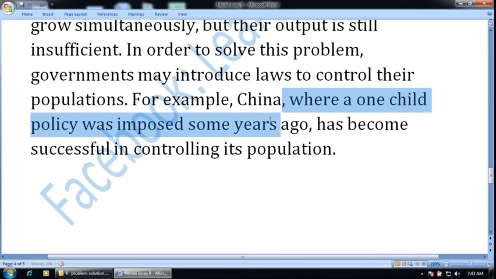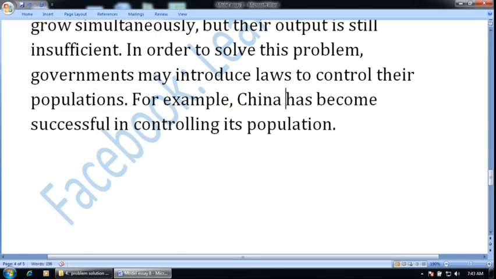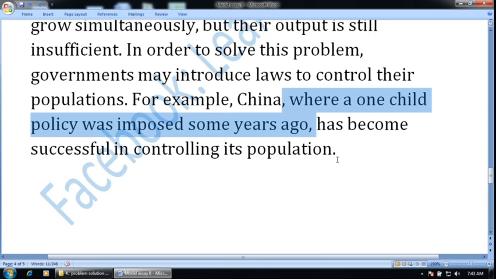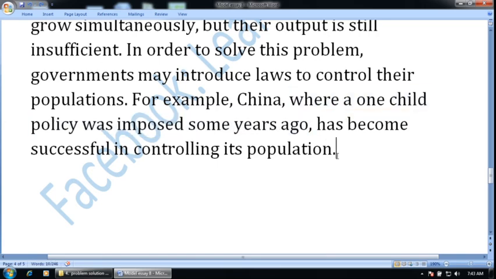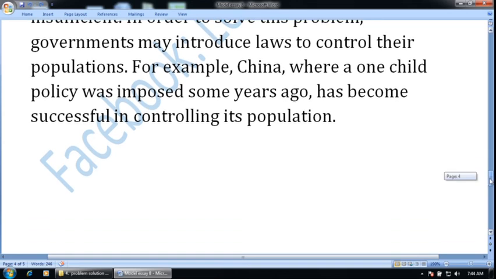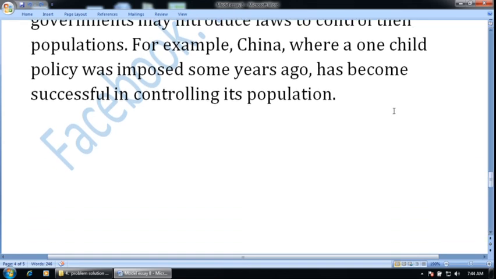Why are we using a comma here before and after this clause? Because this is a non-defining relative clause. If we remove this clause, there is a complete sentence. If after removing the clause, the sentence is complete, understandable, and has a clear meaning, then this is called a non-defining relative clause, an extra information. So we need to use a comma both before and after that. If you don't know what defining and non-defining relative clauses are, go to my grammar course. There is a complete video on defining and non-defining relative clauses.